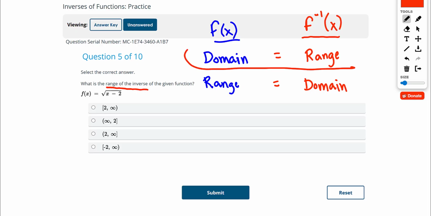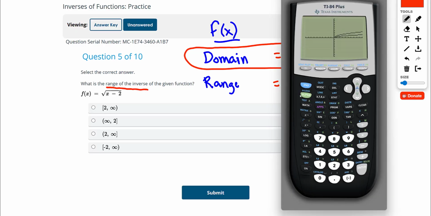So really what we need to find is the domain of this original function, the square root of x minus 2. You could also algebraically find the inverse of this function and then find the range. That would work as well, but we're going to do it this way. So clear out anything you have in y equals. We're going to type in the square root of x minus 2. Graph it.